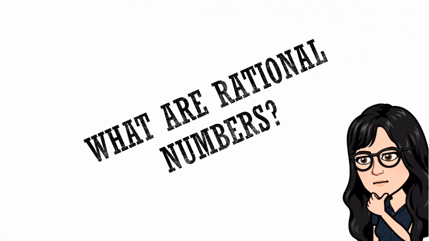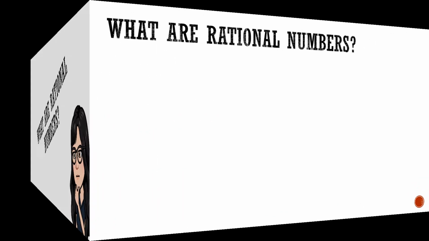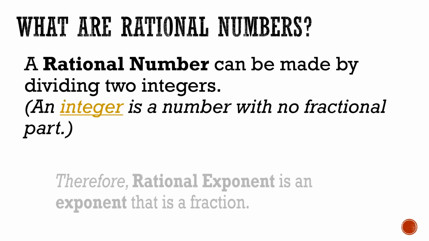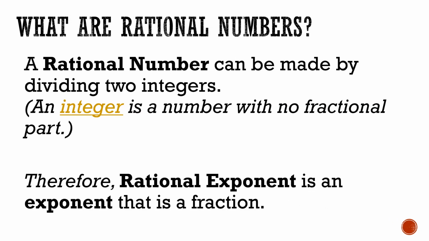What are rational numbers? A rational number can be made by dividing two integers. An integer is a number with no fractional part. Therefore, when we are talking about a rational number, it can be a positive or a negative fraction. In conclusion, a rational exponent is an exponent that is a fraction.